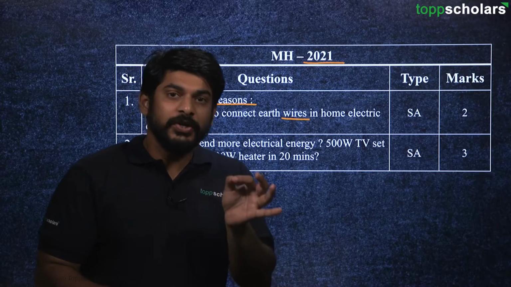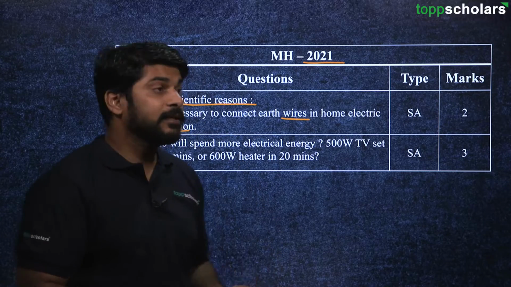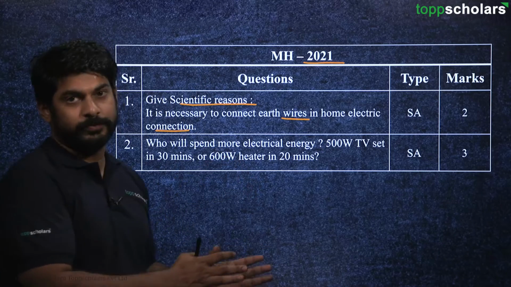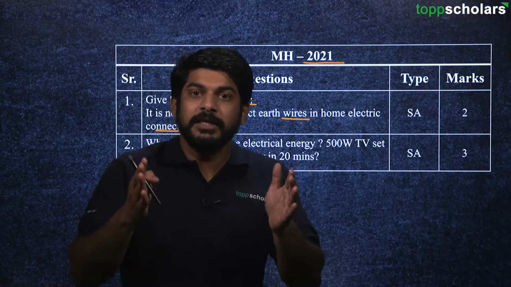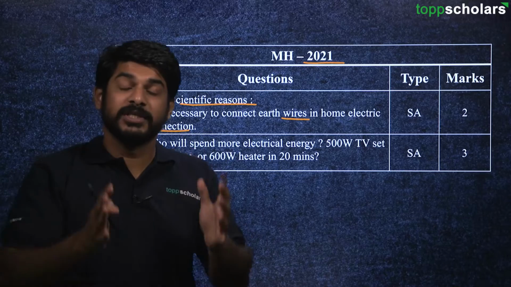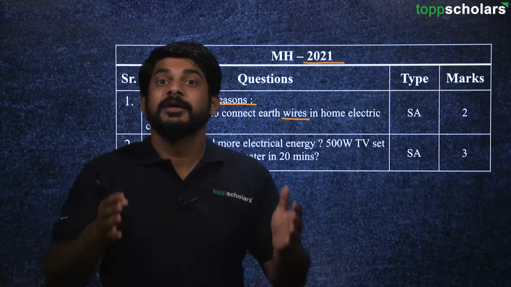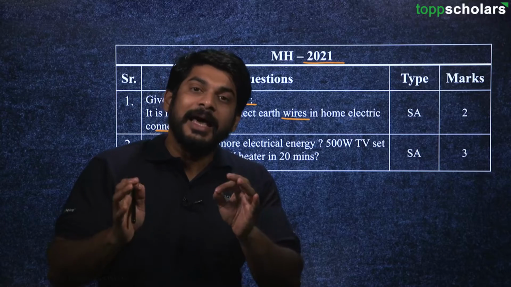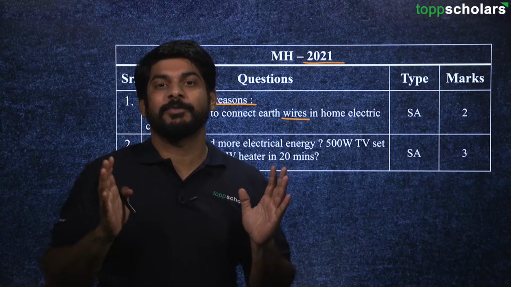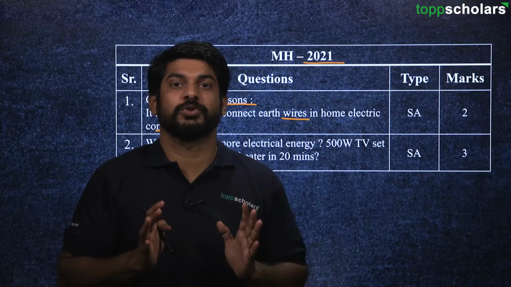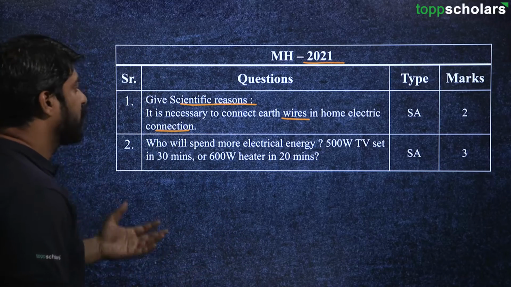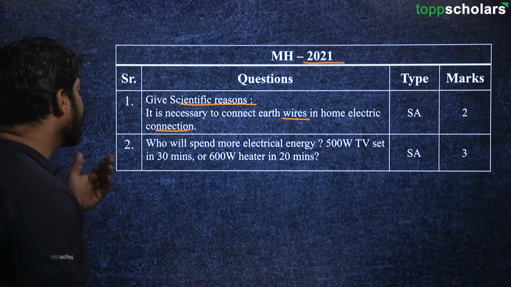So if we don't want that to happen, then every such equipment must be connected to ground. So that if any charge is accumulated on the metallic parts of such electrical appliances, then that charge will directly flow to ground or earth, causing no damage and no shock to that person. So this is why we connect earth wires in home electrical connections.